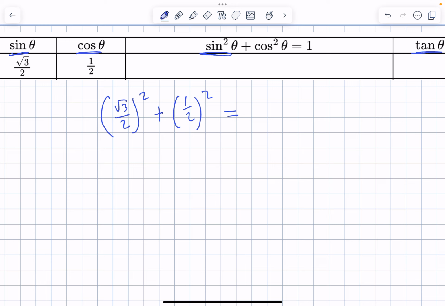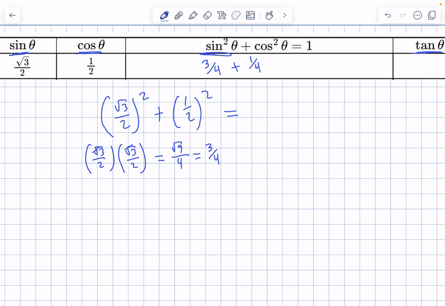Here we got that this is square root 3, and I'm going to write this one out because we might get confused as to how to do this, which is totally fine. This becomes square root 9 over 4, which is equal to 3/4. So the square roots go away, and you're just left with 3. So then I'm left with 3/4 plus 1/4. That is a true statement.